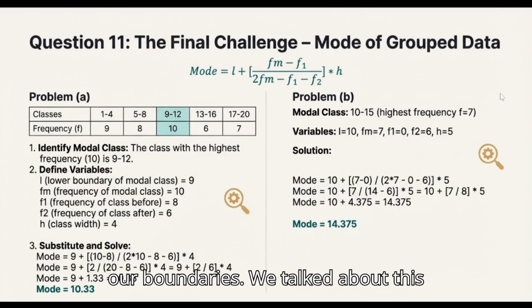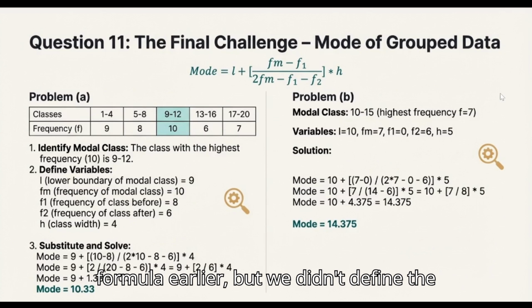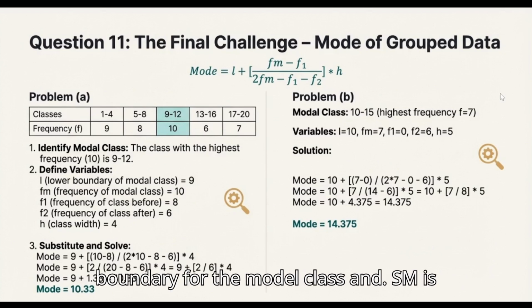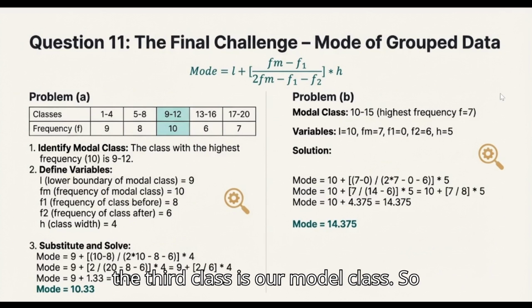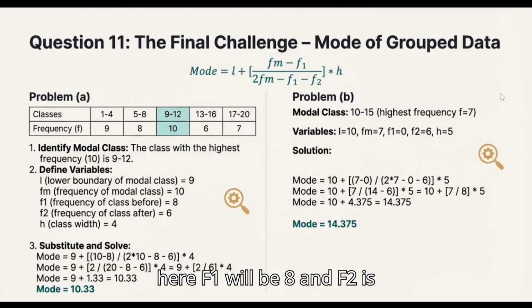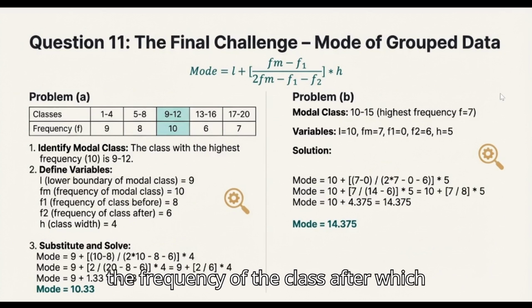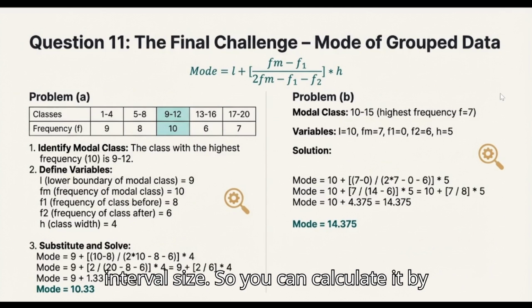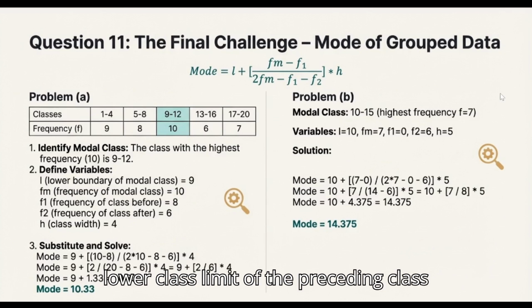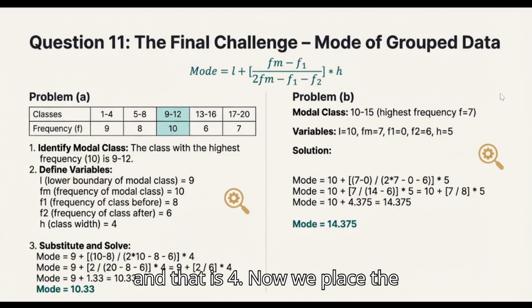We talked about this formula earlier, but we didn't define the variables. Here L stands for the lower boundary for the modal class, and Fm is the frequency of the modal class, F1 is the frequency of the class before. For example, the third class is our modal class, so here F1 will be 8, and F2 is the frequency of the class after, which will be 6, and h is our class interval size, so you can calculate it by subtracting the lower class limit from the lower class limit of the preceding class, and that is 4. Now we place the values and solve, so we will get our mode as 10.33.